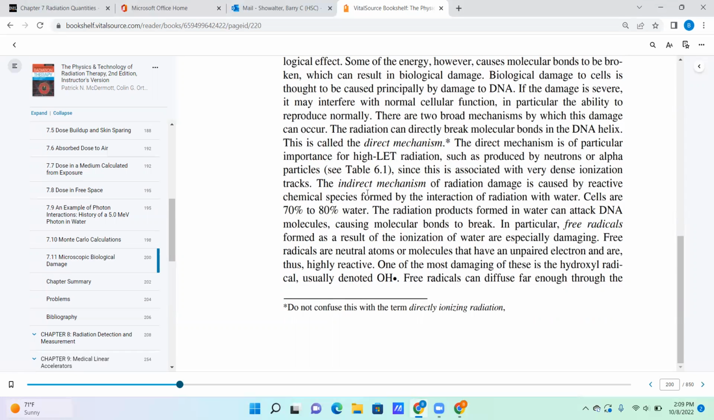The direct mechanism is of particular importance for high linear energy transfer radiation, such as that produced by neutrons or alpha particles. The indirect mechanism of radiation damage is caused by reactive chemical species formed by the interaction of radiation with water.